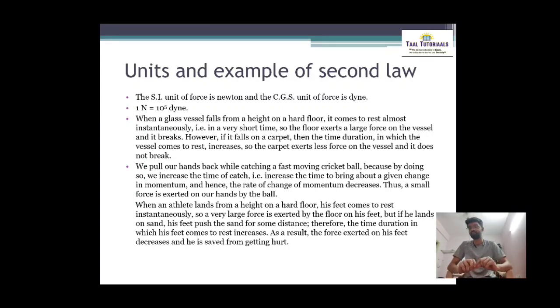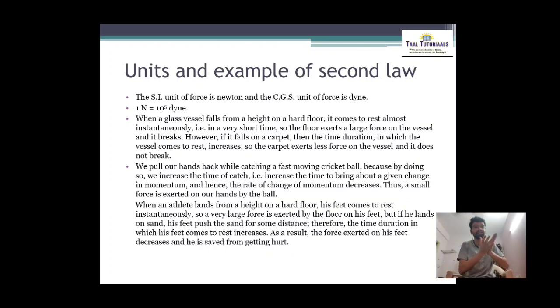So 1 Newton is equal to 10 to the power 5 dyne. If someone is telling you to explain some examples, the first example I shared here is a glass vessel falling from a height onto a hard floor. It comes to rest almost instantaneously, that is, in a very short time, so the floor exerts a large force on the vessel and it breaks. However, if it falls on a carpet, the time duration in which the vessel comes to rest increases, so the carpet exerts less force on the vessel and it does not break.